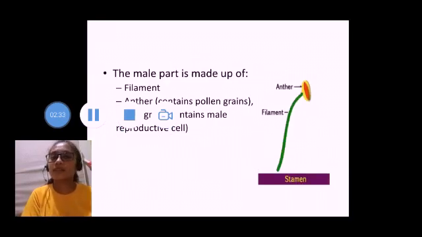The male part is made up of filament and anther. The filament supports the anther, and the anther contains pollen grains. Inside the pollen grain is the male reproductive cell.